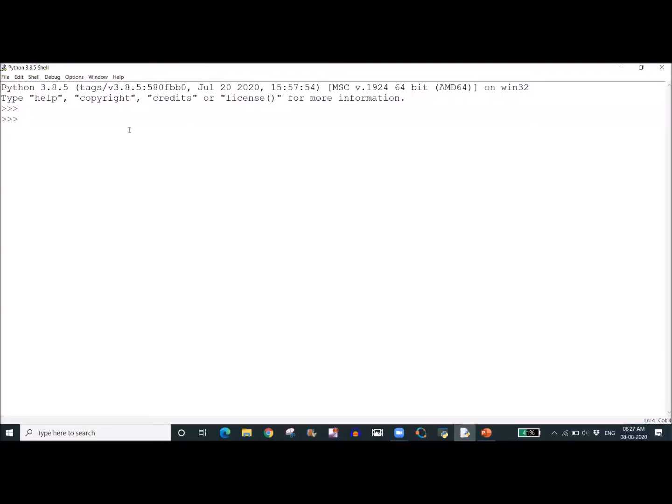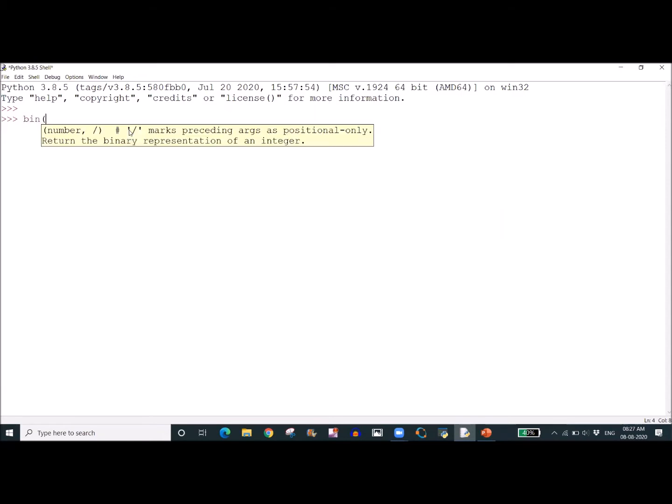Now we are discussing number system conversion: how to convert decimal to binary, octal to binary, and hexadecimal to binary, and similarly binary to octal, binary to hexadecimal, and binary to decimal. We will check. First I am taking a decimal number.